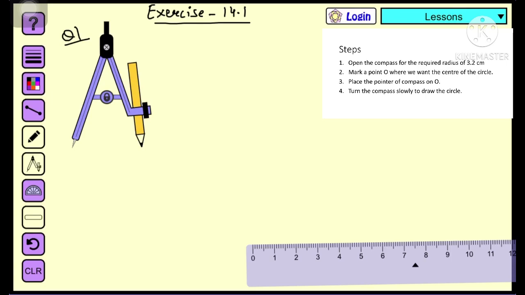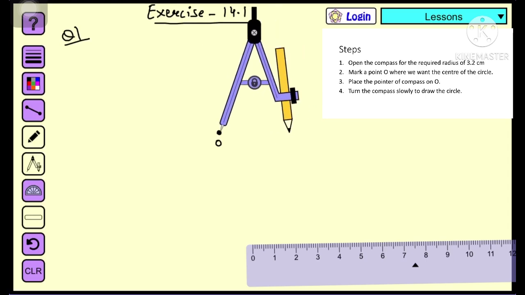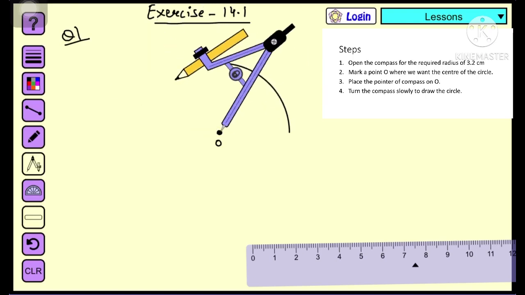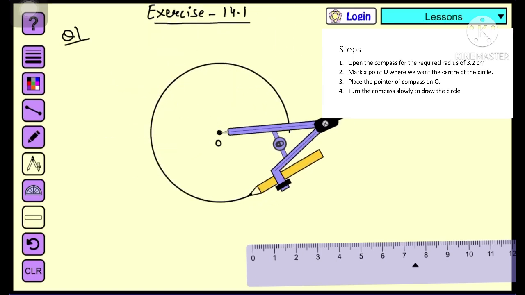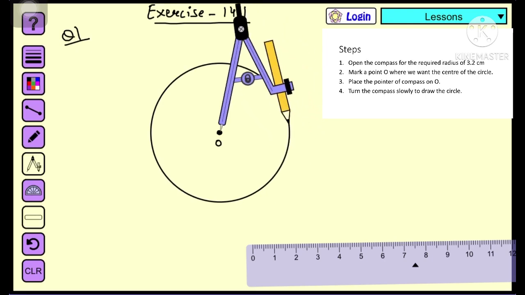Now the second step is to mark a point O with a sharp pencil. Mark a point O like this and name it O. Step 3 is to place the pointer of the compass on O. This is step 4: turn the compass slowly to draw the circle. And our circle is complete now.